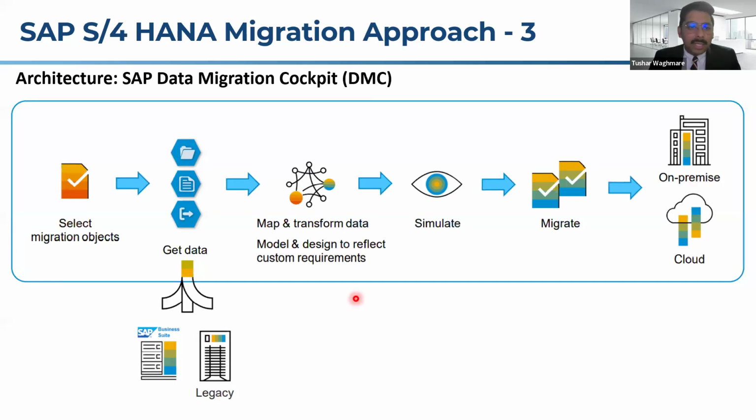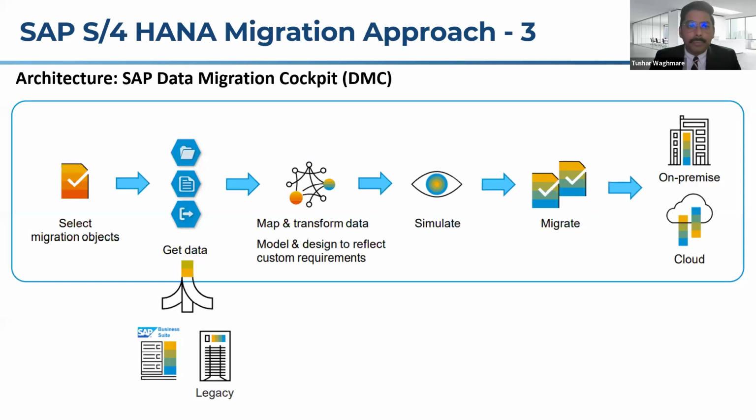So let's discuss in detail the migration cockpit. These are the different stages involved. When we create the project, it goes to the migration. Then we get the data from the SAP or non-SAP system. Then mapping happens, and this is the simulation process where we can see the errors, and then the actual migration process will happen.